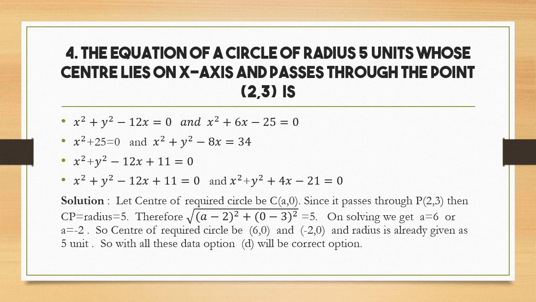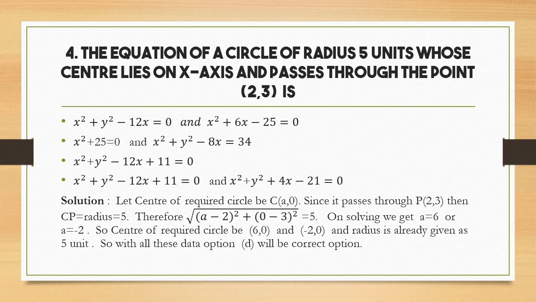They told in the question that it passes through the point 2, 3, right? It passes through the point 2, 3. Now with this idea, if I take the center as C, which is a comma 0, and the point is P, 2, 3, if you join the passing point P with the center, it is nothing but CP.